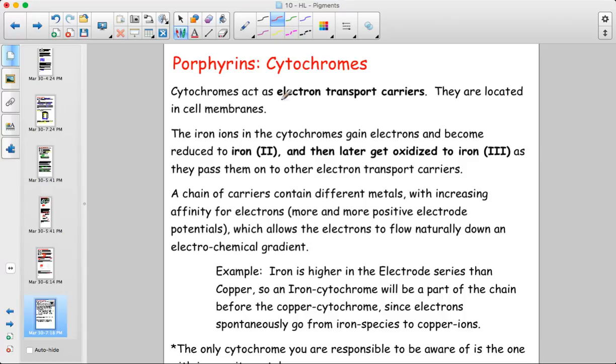So cytochromes act as electron transport carriers, which is part of the respiration process, involves transporting electrons. The iron ions in the cytochromes can both be reduced and later oxidized. So when they gain electrons, they are reduced to the iron 2 form, and later they get oxidized to the iron 3 form, and they pass the electrons on to subsequent electron carriers.